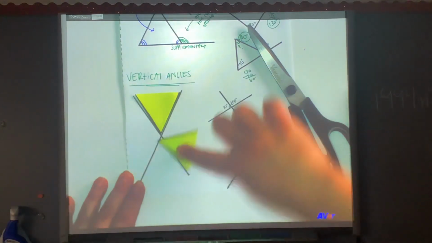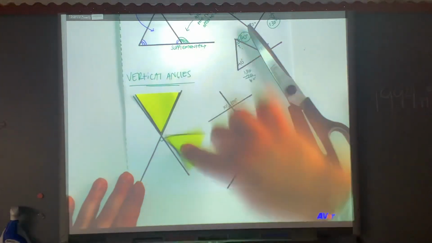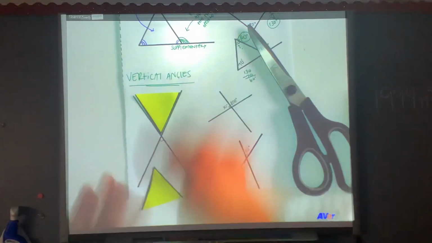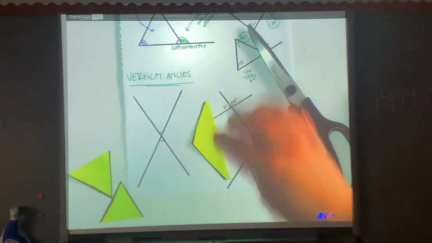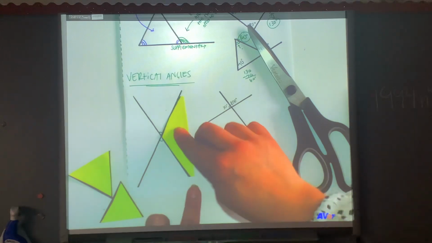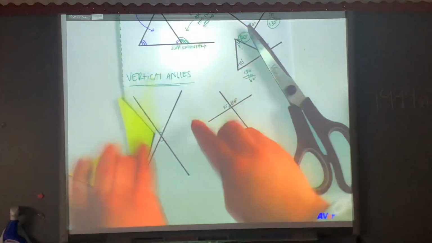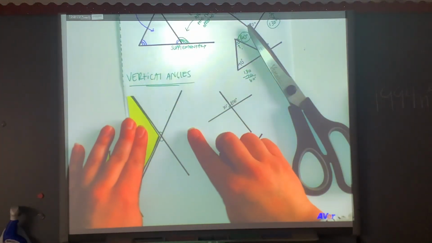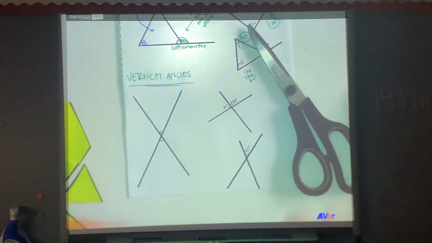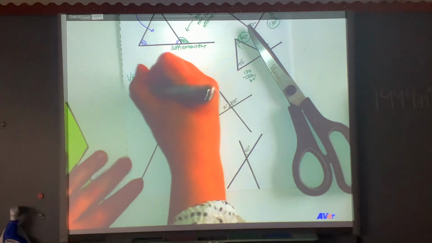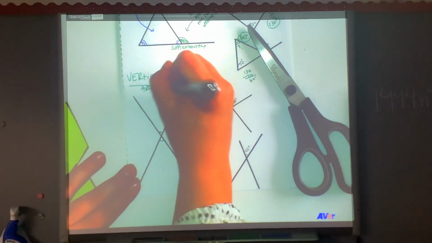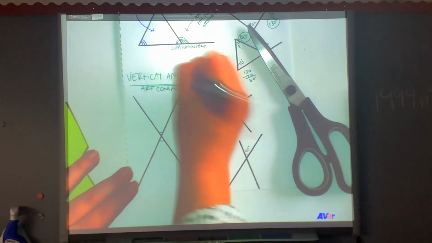However, I cannot fit this angle into this part because it does not match. It's not the same size. It's way too small. But this angle, I could put it here and here, and it would be the exact same size of an angle. So that tells me which ones are congruent. Vertical angles are congruent. They are the same size.